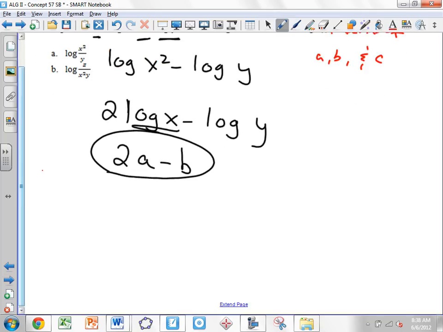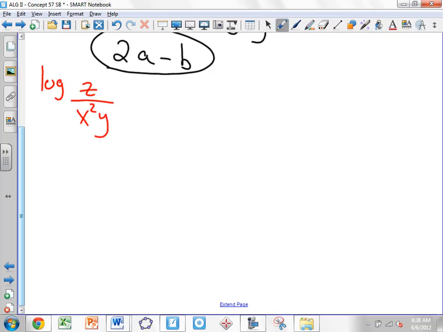Part B, we got log z over x squared y. Somebody tell me what to do with this part now. Juliet? Minus 2 log x? Thank you. Be careful if you're going to do all at once. Minus log y. Where is it, Juliet? Good. In the denominator, apply the negative sign. It makes it so much easier.